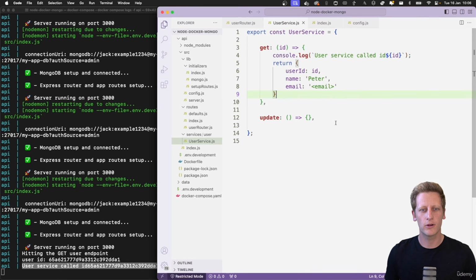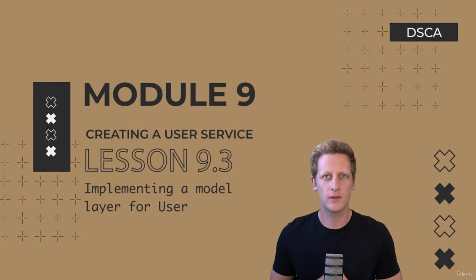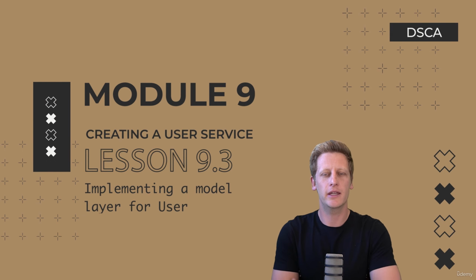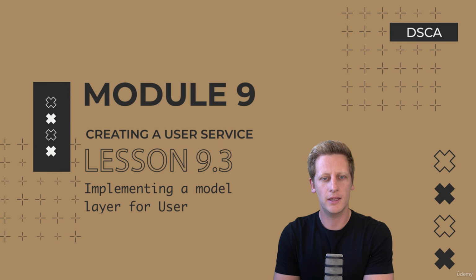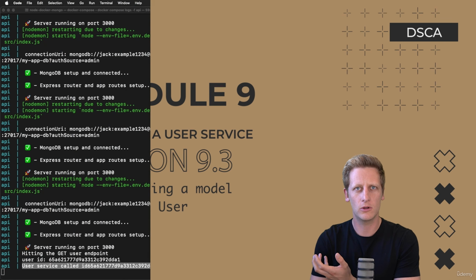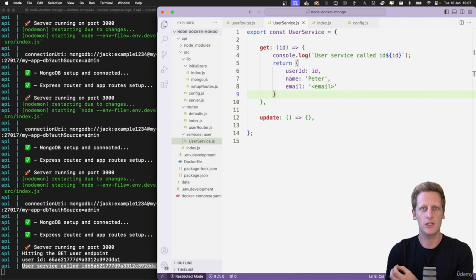We've set up our user routes. We've set up our user service. The next step is to implement the next kind of abstracted layer in our API. And so we're going to set up a dedicated models folder, which will hold a file that is related to each model that we create.